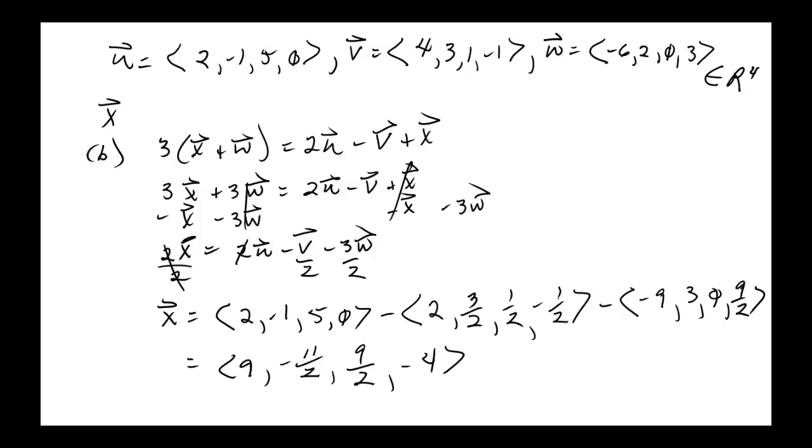This is possibly a little bit better, probably was. They did 2u minus v minus 3w. Calculated that one and then took half of that. So you didn't have as many fractions as long. Okay, you didn't have them until the very last step. What?